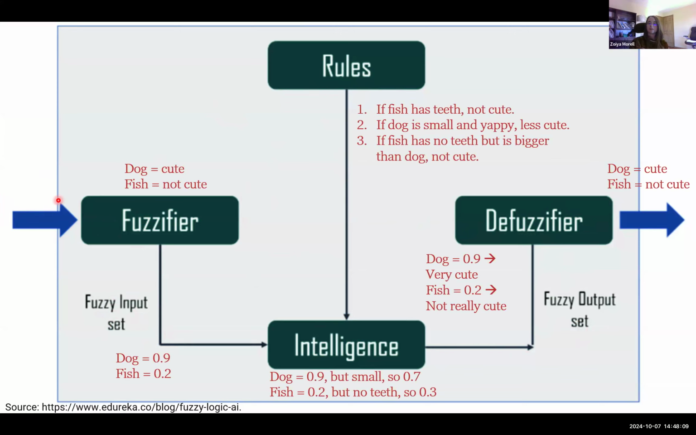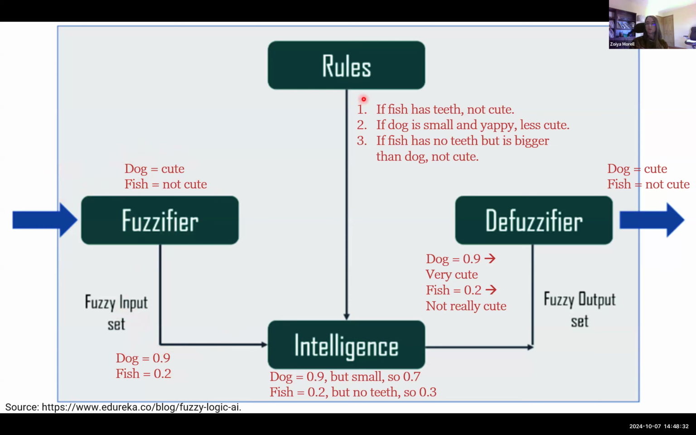Hopefully there's not anyone in here that likes fish more than dogs, but this is my example. So we have dogs are cute, true. Fish are not cute, so cute equals false. If we run it through a fuzzifier, which I'll explain more in a minute, we get a fuzzy input set. Now dog is 0.9 cute and fish is 0.2 cute.